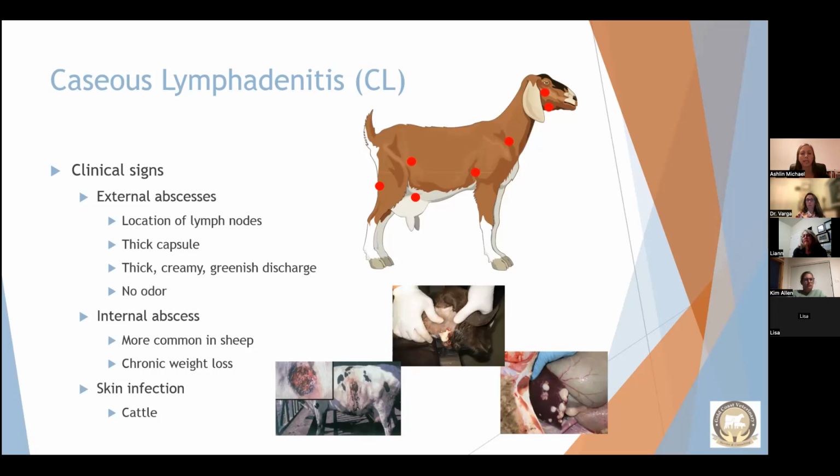There are internal abscesses that can happen as well. This is more common in sheep. Typically, it's harder to diagnose. They might just have chronic weight loss as the only sign, poor doers, and until we do a necropsy, you might not find those abscesses that are internal. In cattle, sometimes we'll see a skin infection, as shown in that picture down at the bottom.